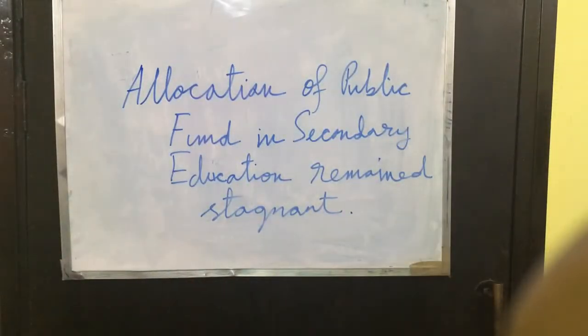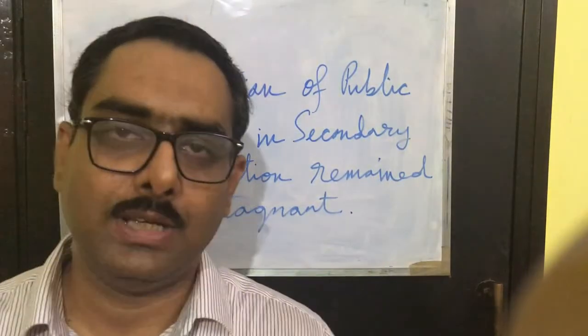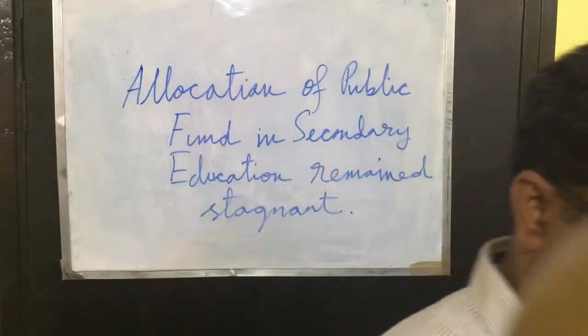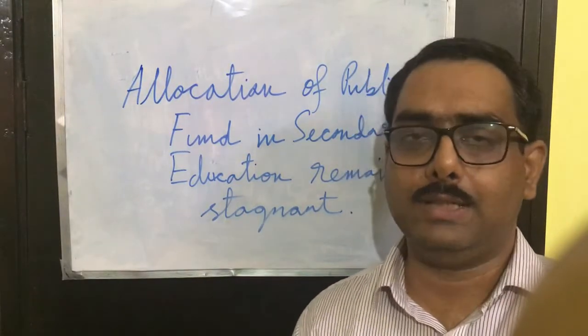So for the past few years, it has been seen from the trend of intrasectoral allocation that the allocation for secondary education has remained stagnant. It has been noted also that real public expenditure in secondary education used to be higher earlier, but now not only has it become less, but also for the past few years it has remained stagnant.